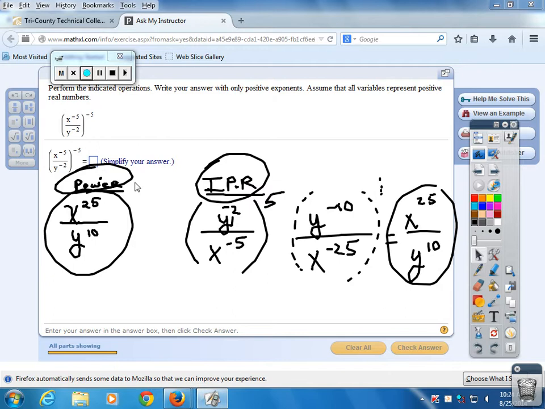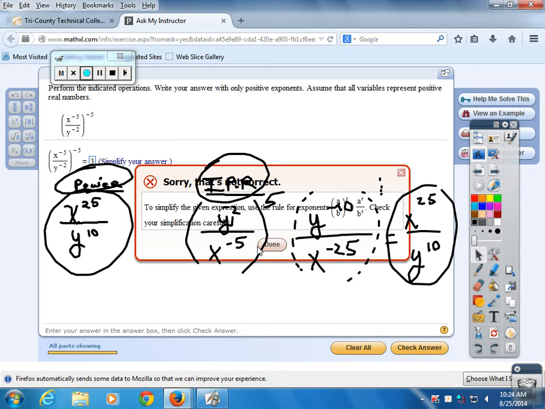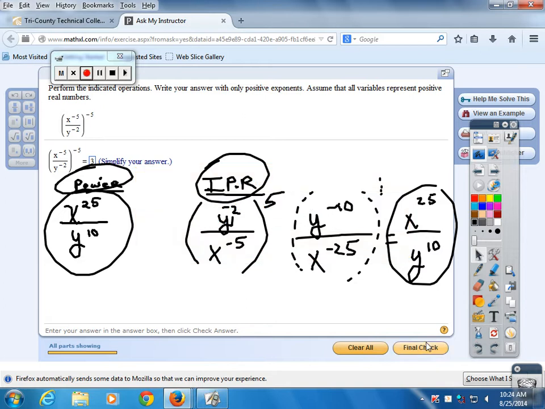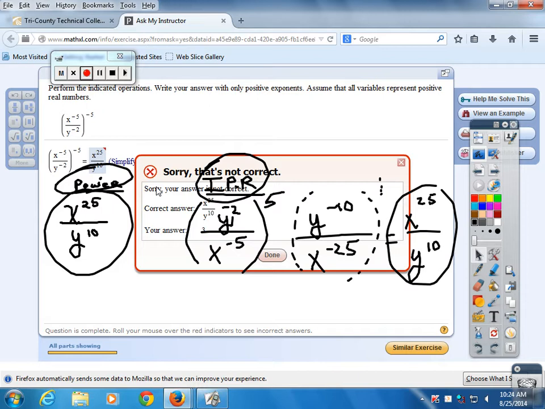And let's check our answer. You love to program these things in here. Sorry, that's not correct. No. You are a loser. You suck. Quit school. McDonald's is hiring.